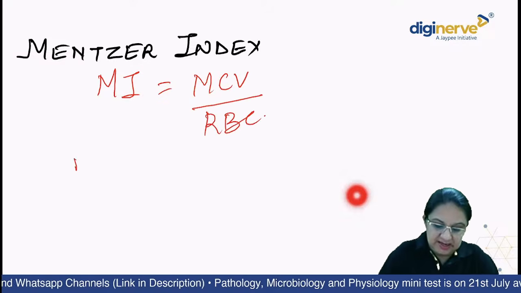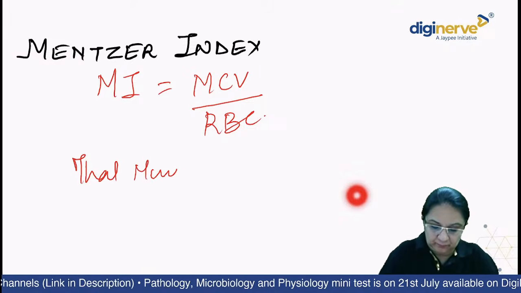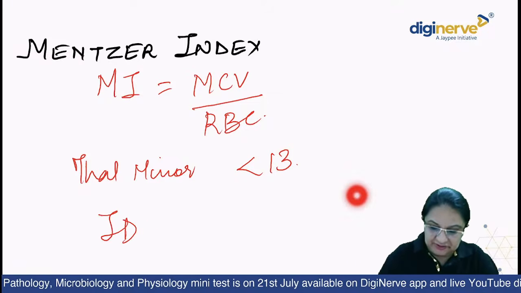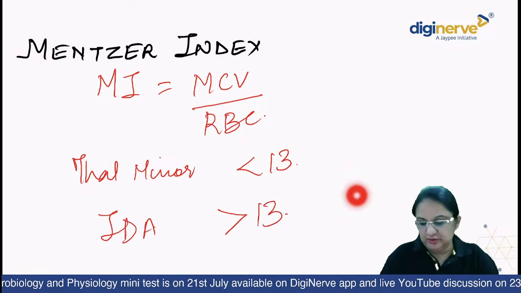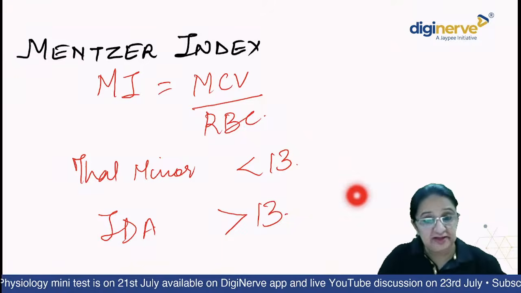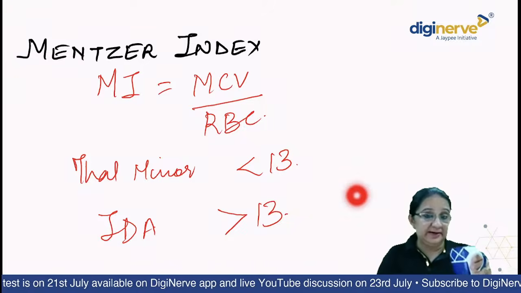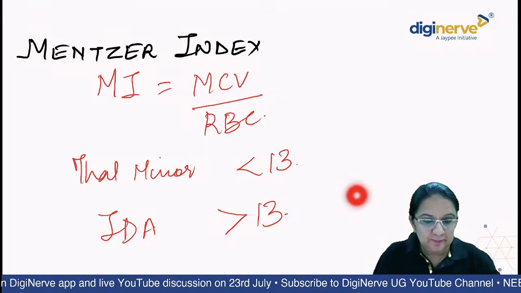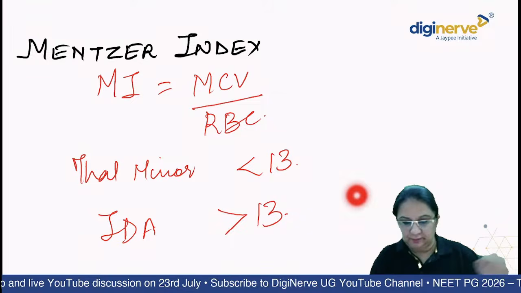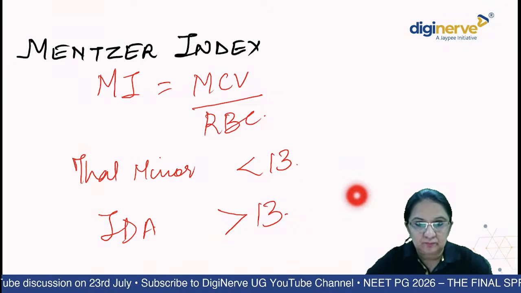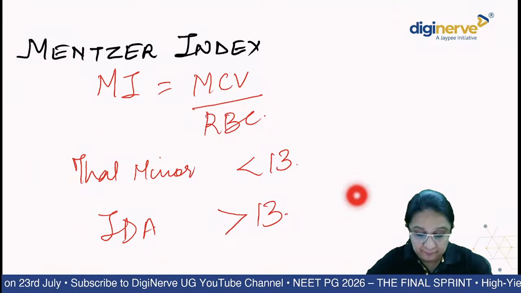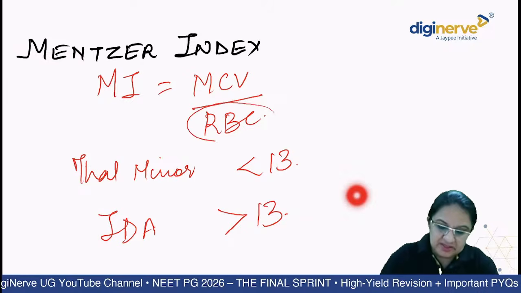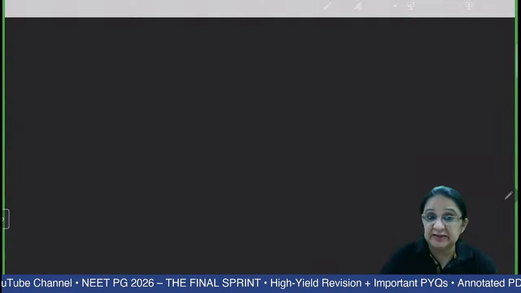In thal minor, this value is less than 13, whereas in iron deficiency anemia, this value is more than 13. Now, can you correlate why the value is more than 13 in iron deficiency anemia? Because there the RBC value is low. The denominator is low.